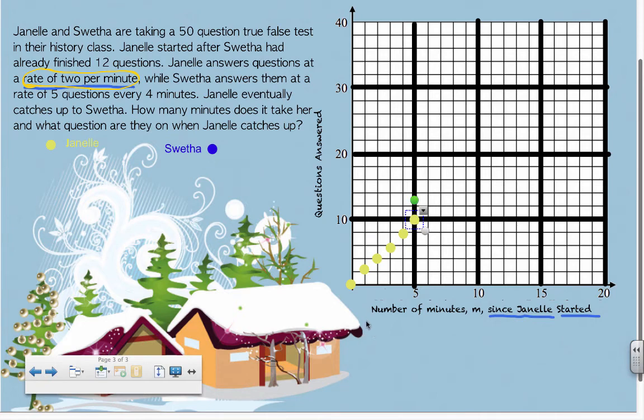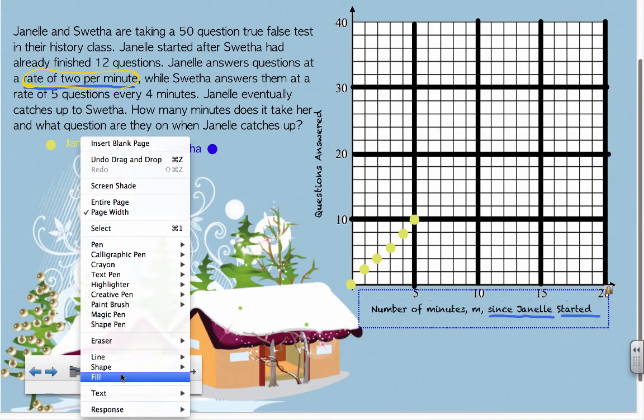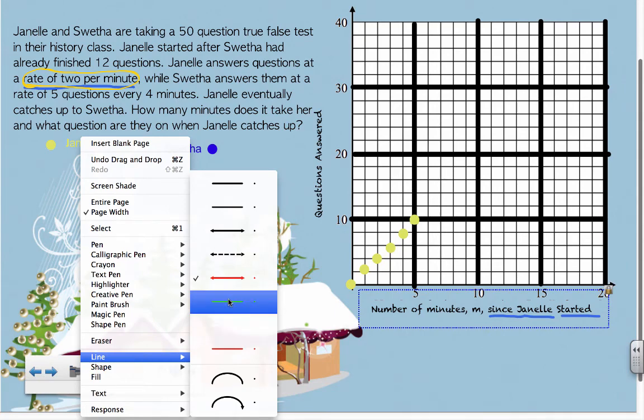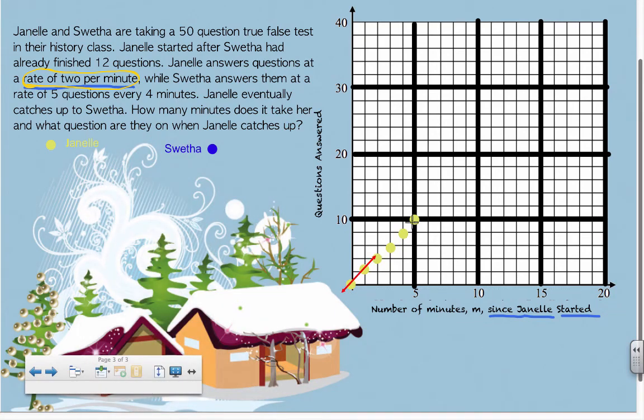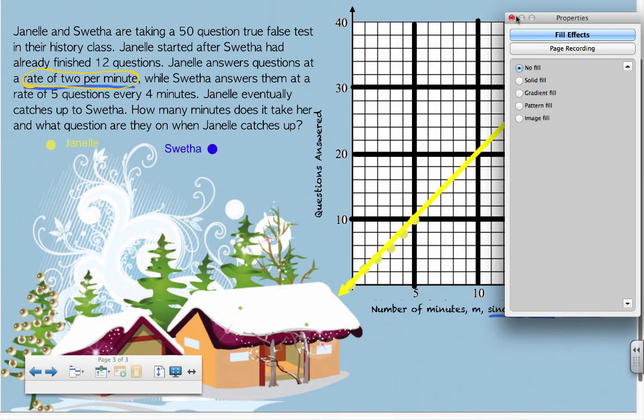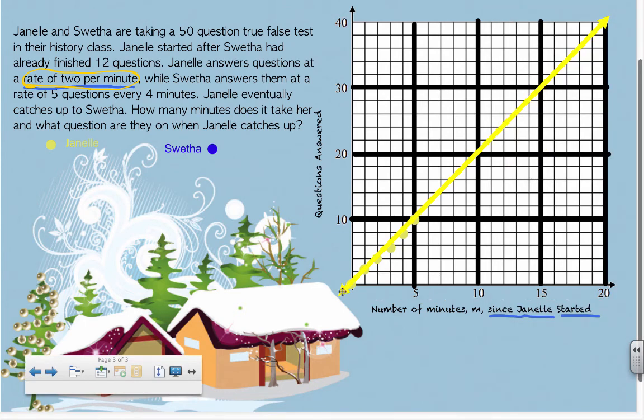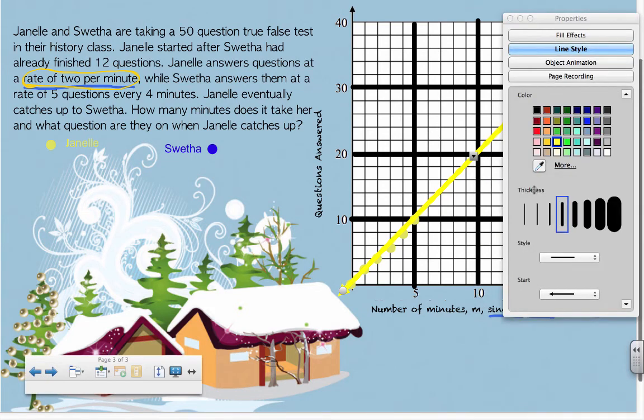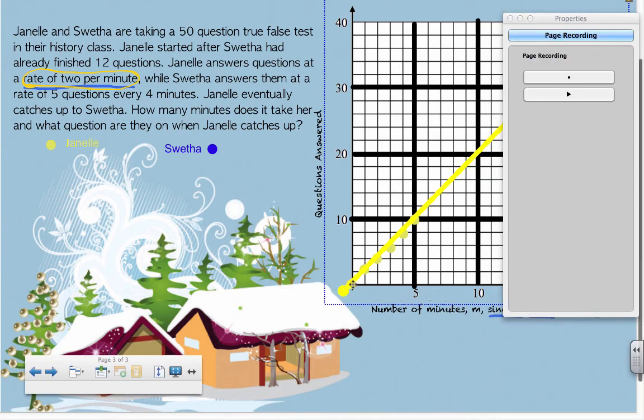or we can just draw a nice straight line. So let's come over here, let's get our line. And we would know that after 20 minutes, she would have 40 questions. She was the easy one to graph. And there shouldn't be an arrow on the end here, so let's even pretty that up. Perfect.